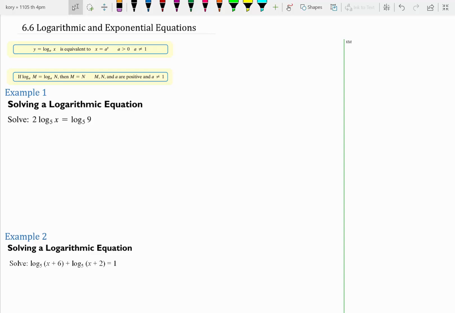All right, so 6.6, we're doing basically 6.3 through 6.5, and we're putting it together in each example. And then 6.7, 6.8 are basically applications, like what word problems can support everything we've been doing. So 6.6, logarithmic and exponential equations.